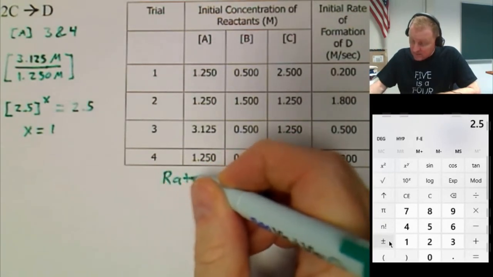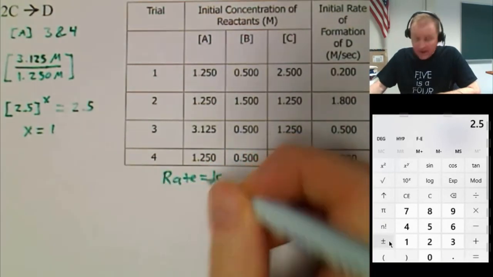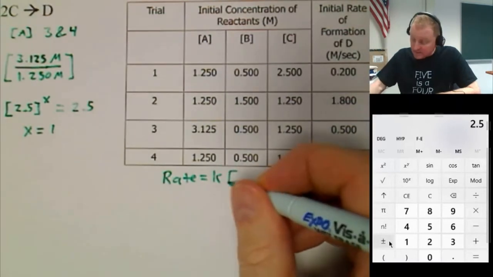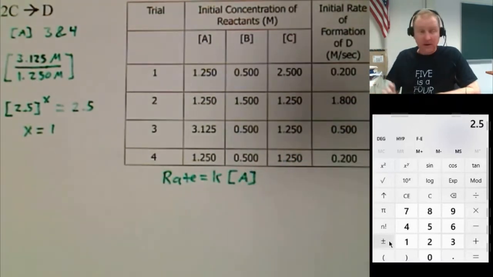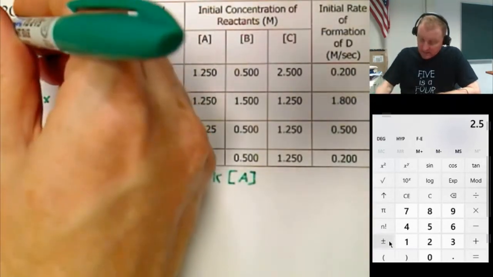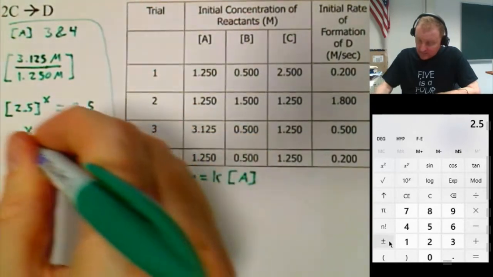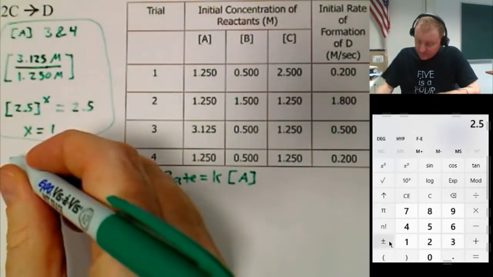Rate equals K times the concentration of A. And that's to the first power, so I'm not going to put anything there. All right, that is for A. Let's do the same thing for B.